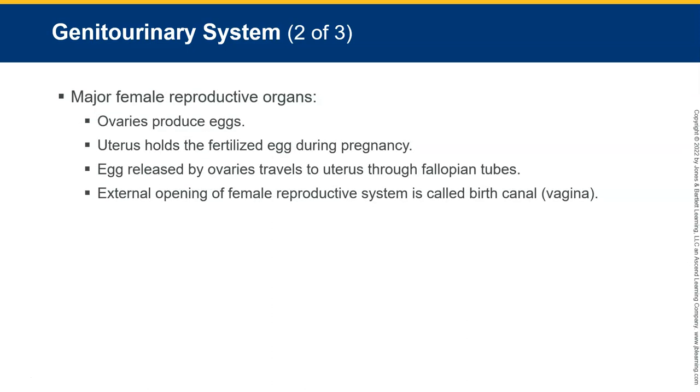Major female reproductive organs. The ovaries produce the eggs, the uterus holds the fertilized egg during pregnancy, and there are sometimes times where this can become a problem, and the next thing you know, you have an ectopic type pregnancy where eggs aren't going in the right places. Because the body is so complex, things have to work right, or there's probably going to be a problem. The egg released by the ovaries travels to the uterus through the fallopian tubes. That's usually where, when we talk about ectopic pregnancy, sometimes they'll just get caught up in the fallopian tubes or some other place rather than moving the way they're supposed to. And the external opening of the female reproductive system is called the birth canal, or as you are aware, the vagina.